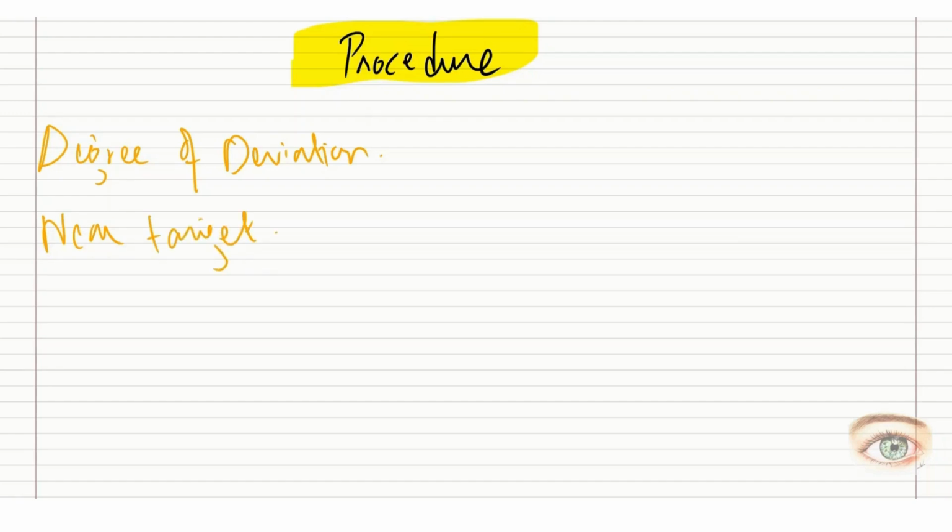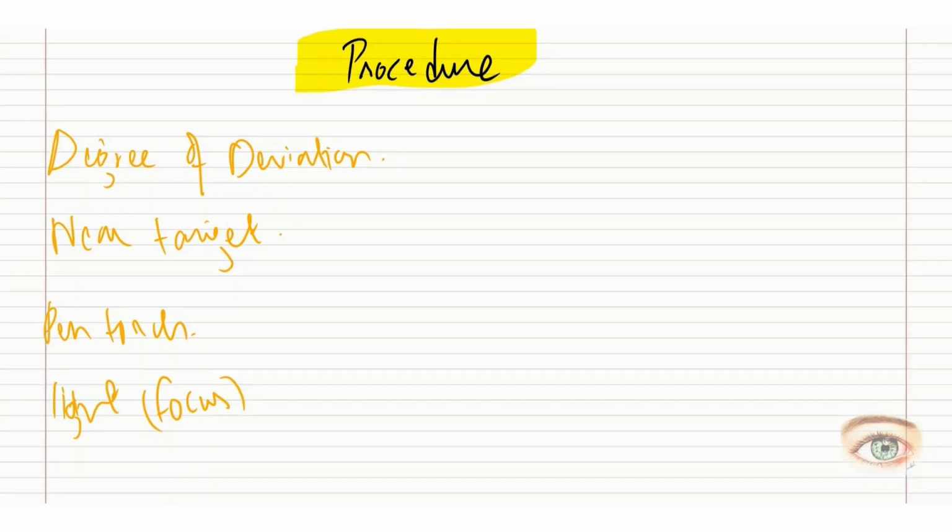For that purpose, you have to hold a pen torch and point the light at the center of the nose bridge, right? And you will instruct the patient to focus on the light of the pen torch, right? And now comes the turn of interpretation. So let's make a diagram.